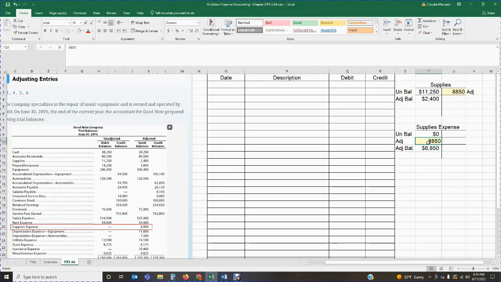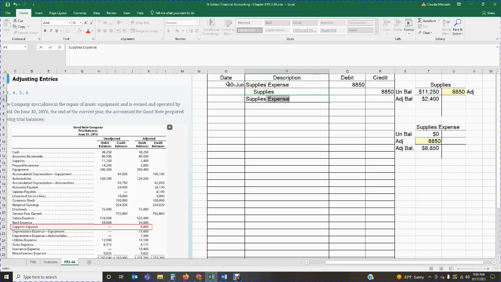So what do I have here? I have a debit to my supplies expense for $88.50 and a credit to my supplies for $88.50. So we've got the adjusting entry there. We're doing these adjustments as of June the 30th. My supplies expense gets debited. Remember, debits always go first. And then my supplies account gets credited $88.50.